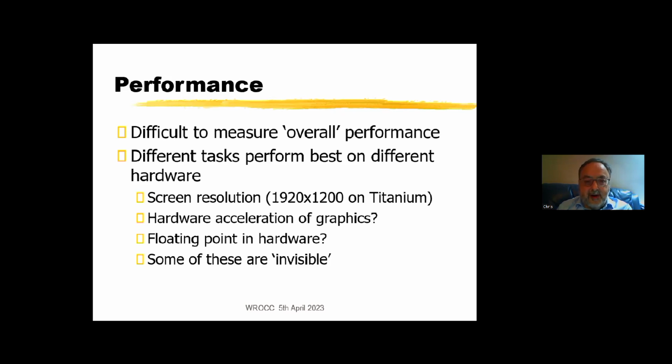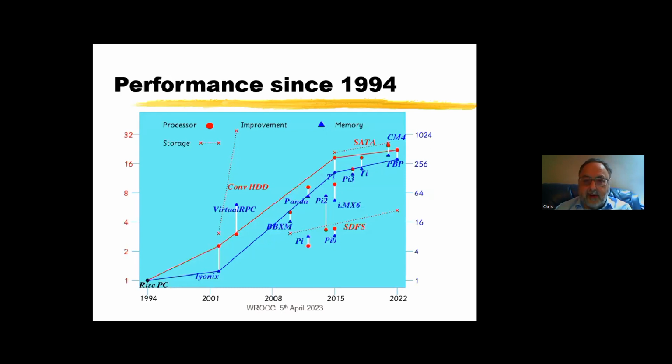So sometimes you really have to go back to some of the benchmarks and look for the major differences. I've done a bit of a graph, and there's a huge amount of information packed onto that graph. But it's basically showing that the Iyonix was a moderate improvement on the RISC PC, but significantly over the years there have been improvements in processor speed and memory speed.